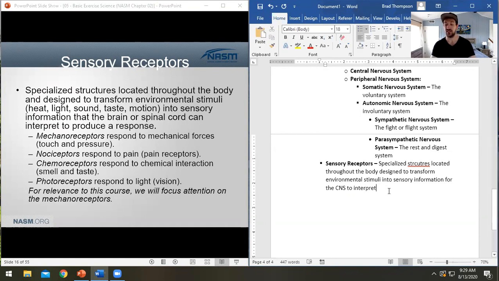Right, so these are really cool special structures running throughout your body that gather information and turn that information into something that someone can understand, right? Really good examples of this are things like nociceptors. Those are your pain receptors.